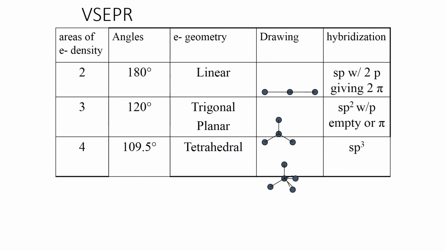If you have four areas of electron density, the bond angles are 109.5. The electron geometry is tetrahedral, and we have a drawing that looks something like this. It's very hard to draw it this tiny, but we'll be doing some drawing on the board in class. This right here is always going to be sp3 hybridization. All the p's are used up. There's never a pi orbital. It's all sigma bonds.